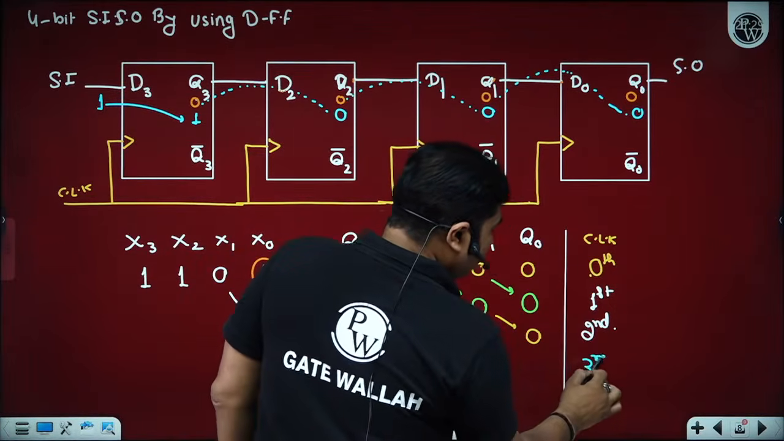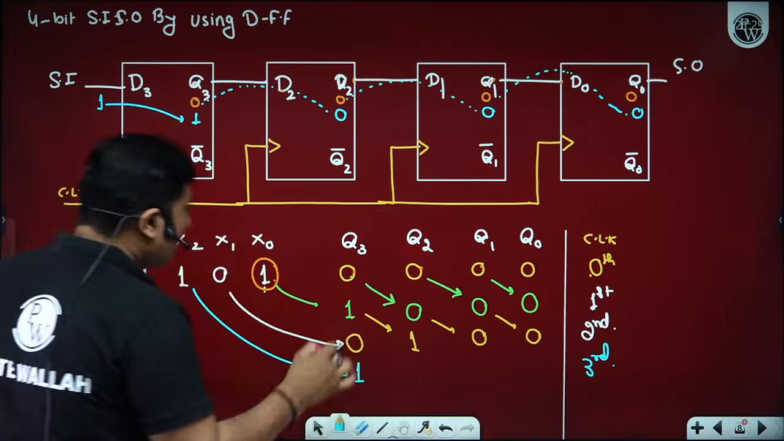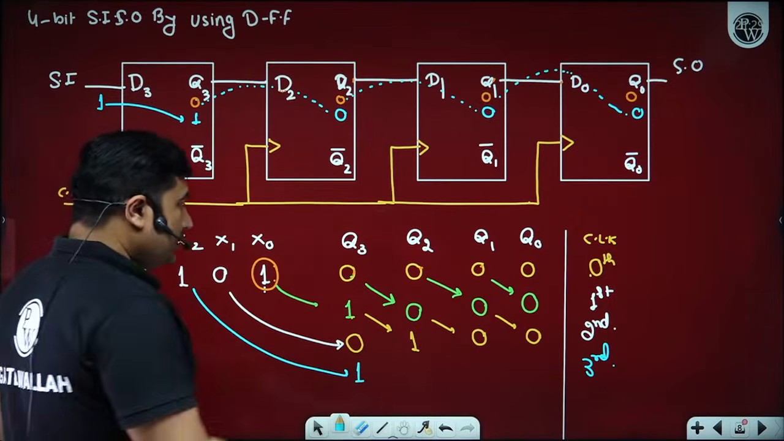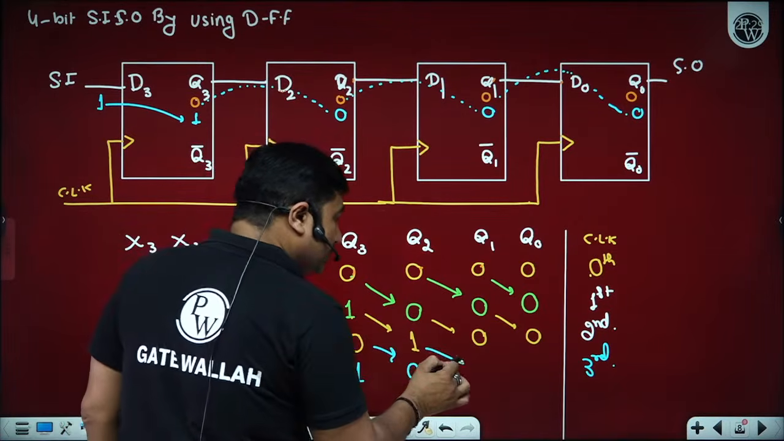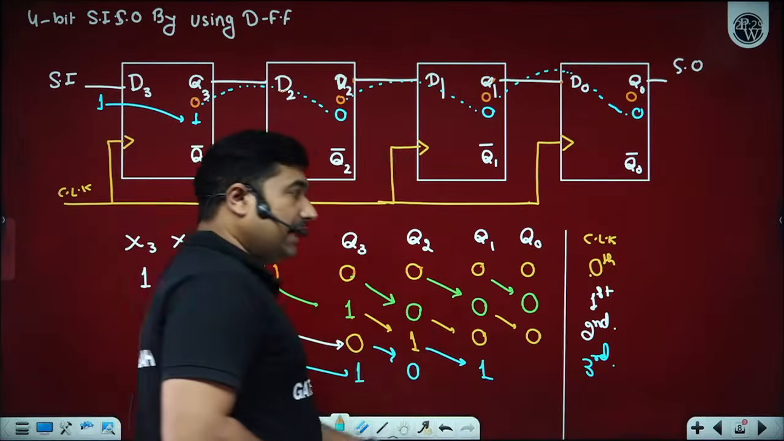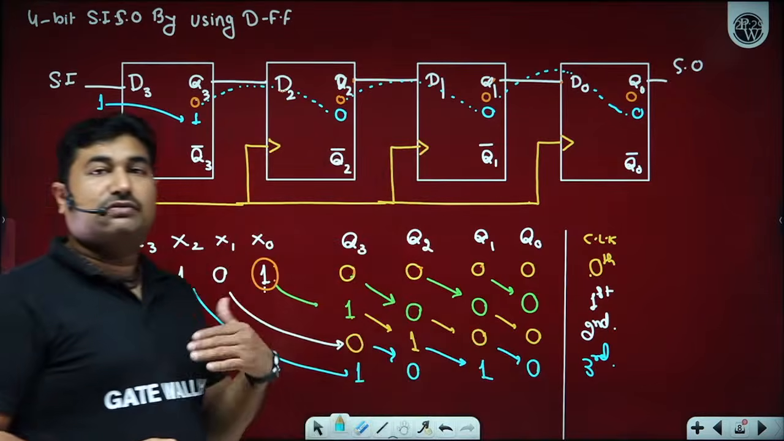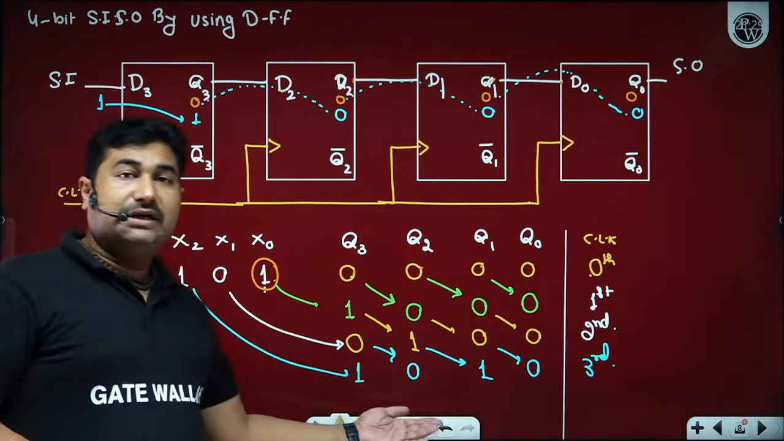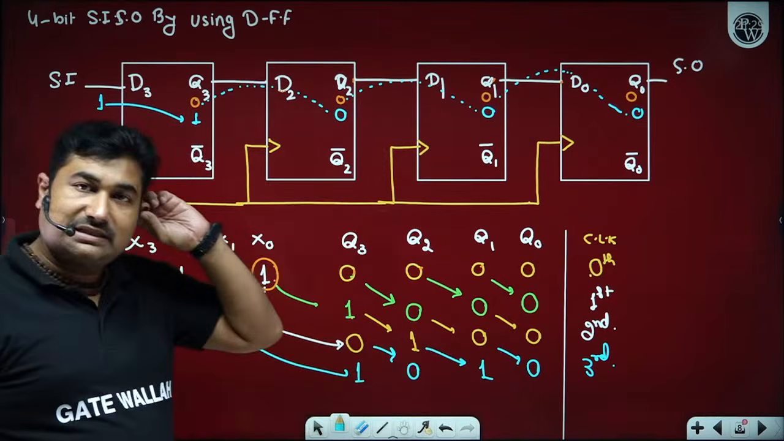Now before applying the third clock pulse, this X2 now appears onto the D3. Q3 is a 0 which appears onto the D2, and Q2 is 1 which appears onto the D1, and Q1 is a 0 which appears onto the D0. So on application of the clock, the data appearing after the third clock pulse is 1 0 1 0 in the register.